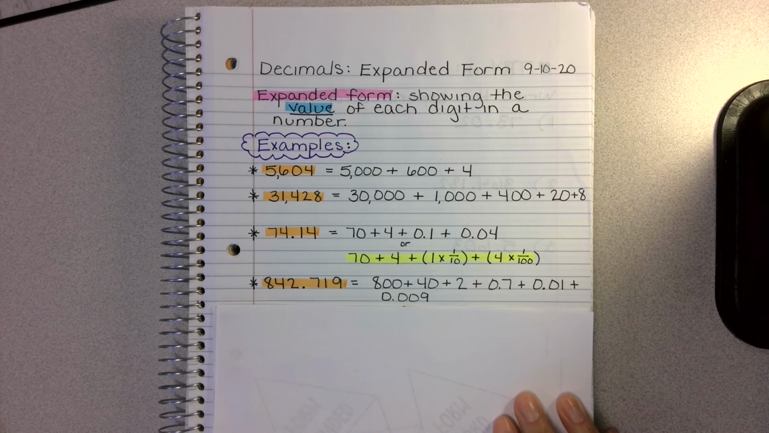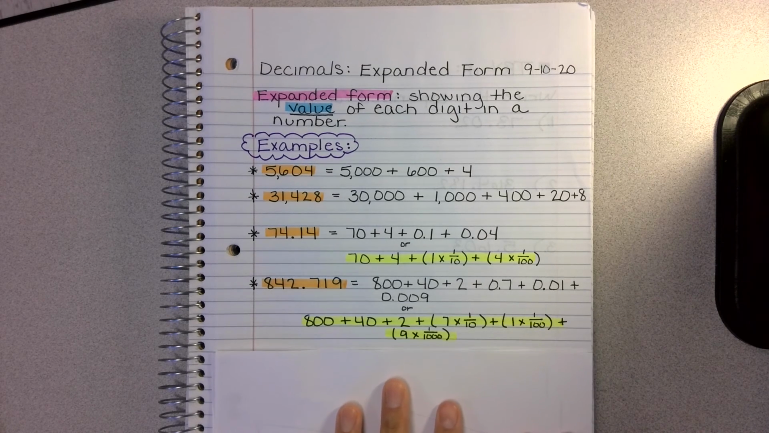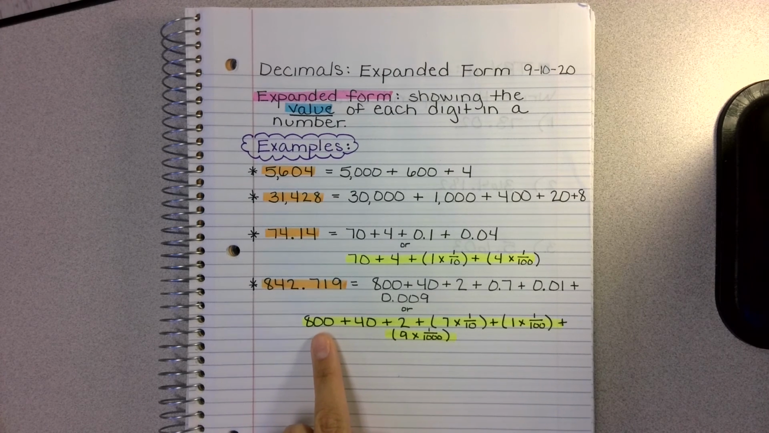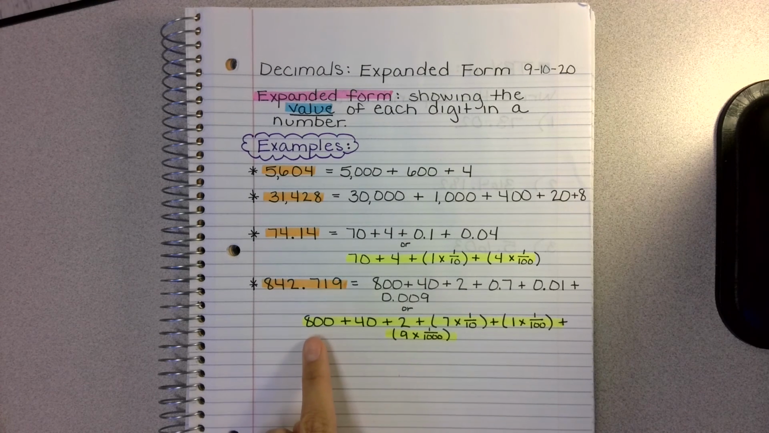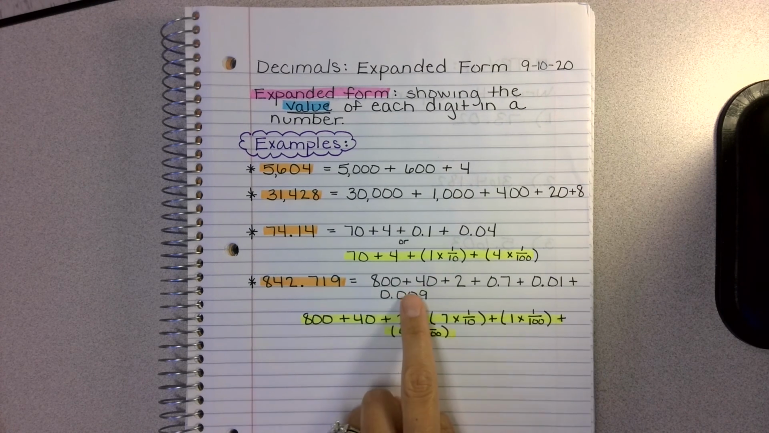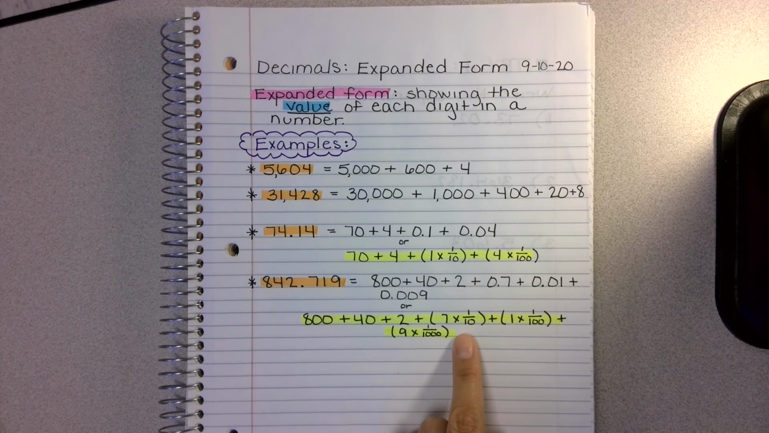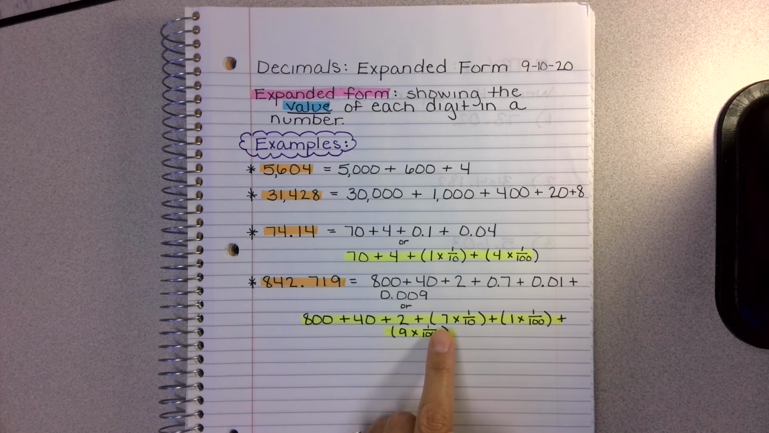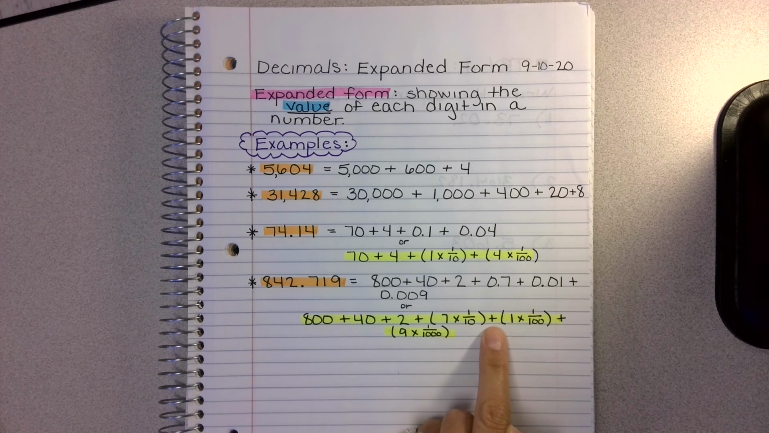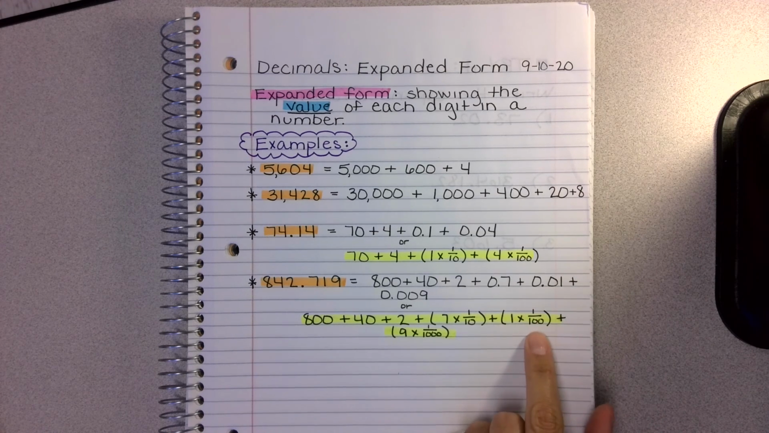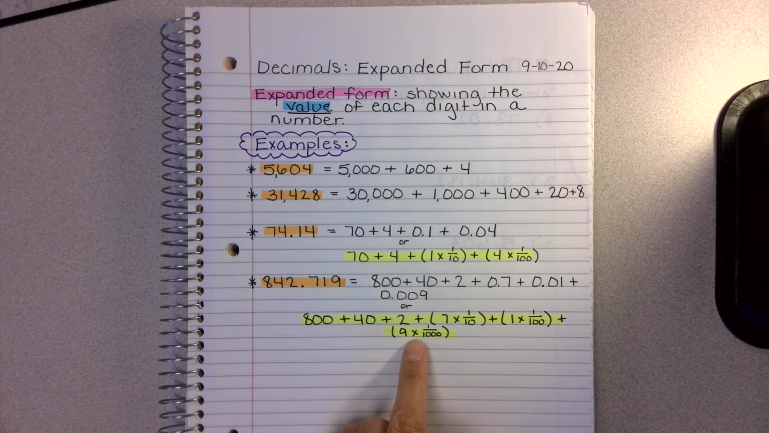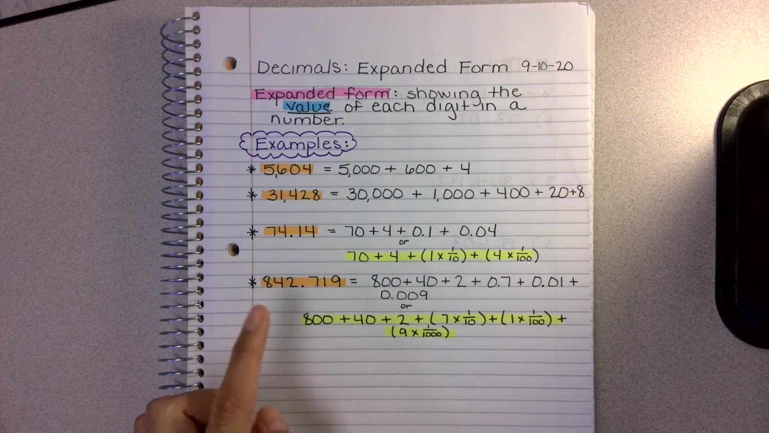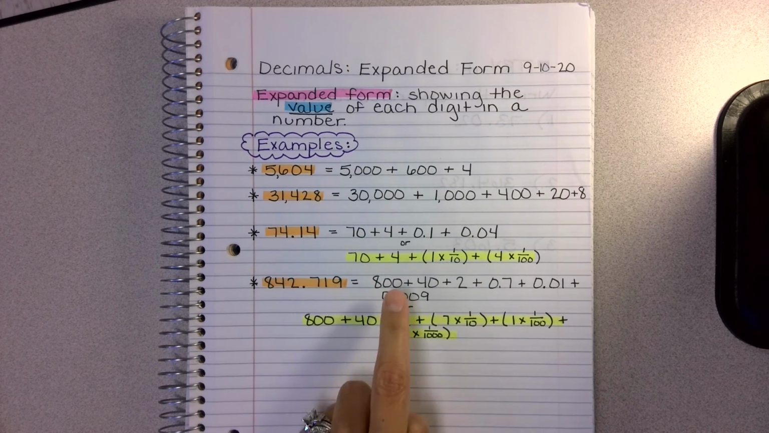Now, don't forget, we have the second way that we could see it written. It would look like this. 800, so the whole number stays the same, just like how we wrote it up here. So 800 plus 40 plus 2 stays the same. What changes is the decimal. This is another way that we could write 7 tenths. We would put it in parentheses to keep it together: 7 times 1/10, plus 1 times 1/100, like what we wrote here, just written a different way, plus 9 times 1/1,000. So you will see it both ways. You'll see it this way and this way. And you need to be able to recognize that that's expanded form and it's just a different way of writing it.